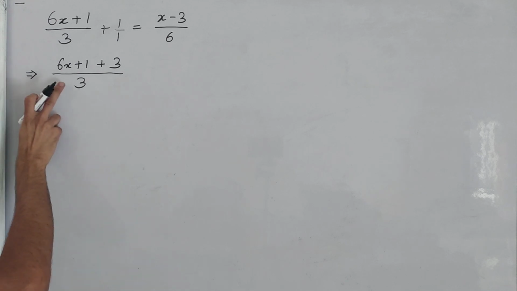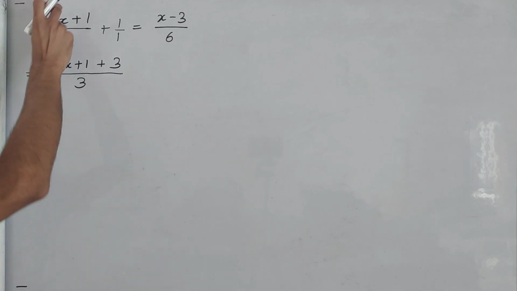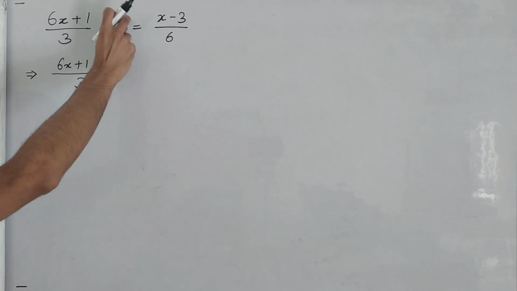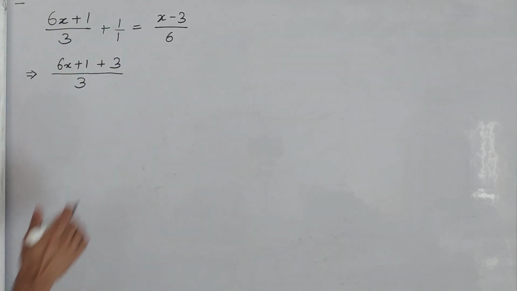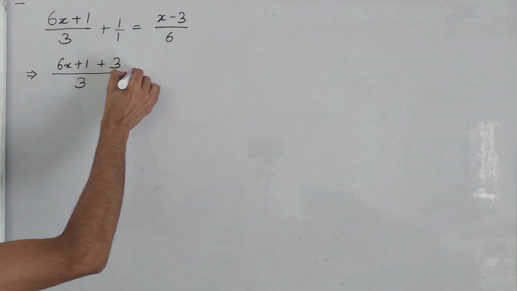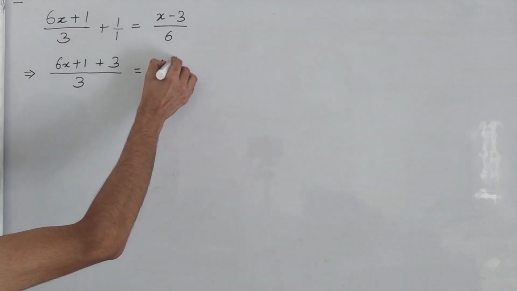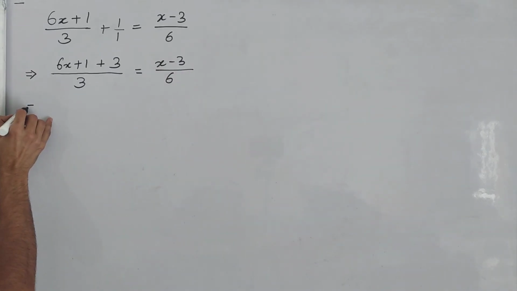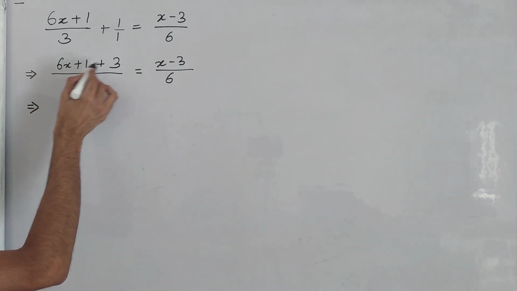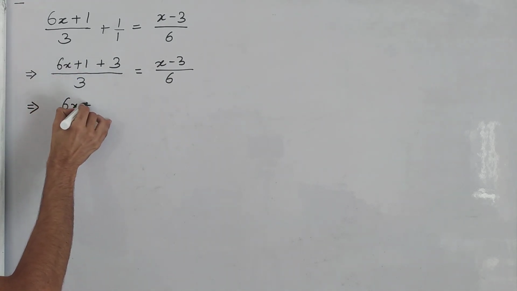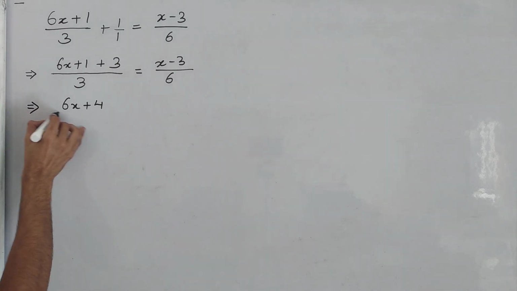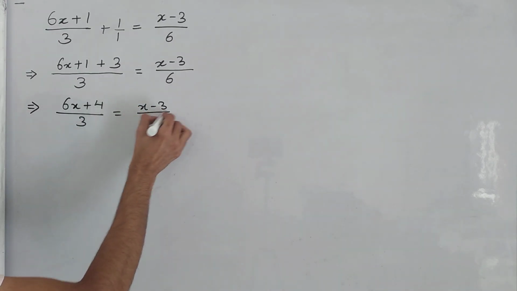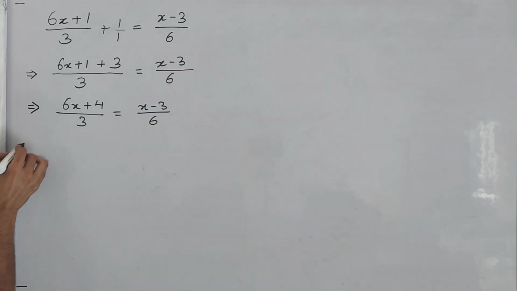How do we solve it? We divide this number by this number and multiply the quotient by this number. Similarly, 3 divided by 1 gives you 3, multiplied by 1 gives you 3 only. So this is what we have got on the right hand side. Let us keep it as it is. Now, what can we do? 6x plus 1 plus 3 means 6x plus 4 upon 3 is equal to x minus 3 upon 6.